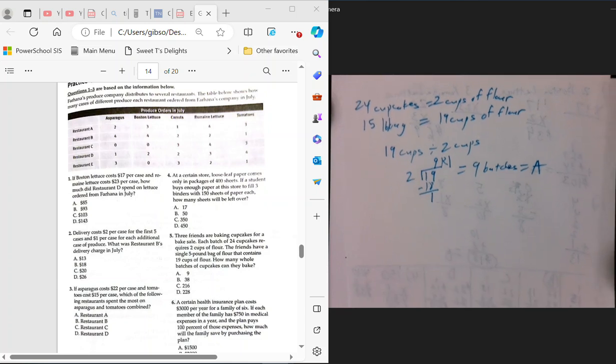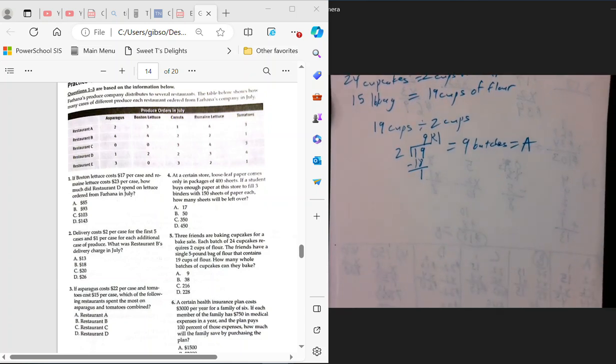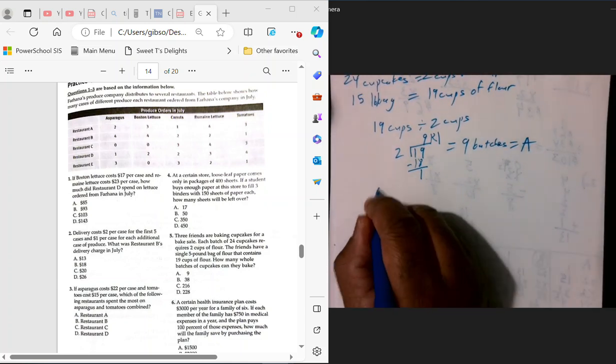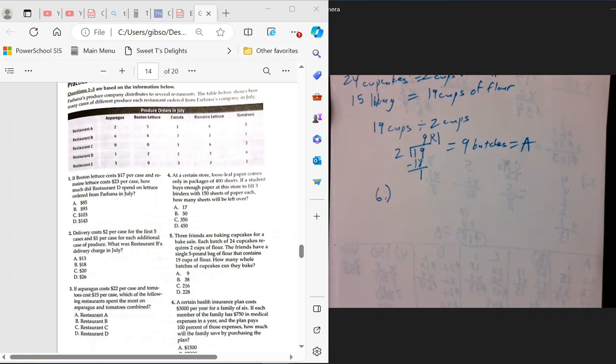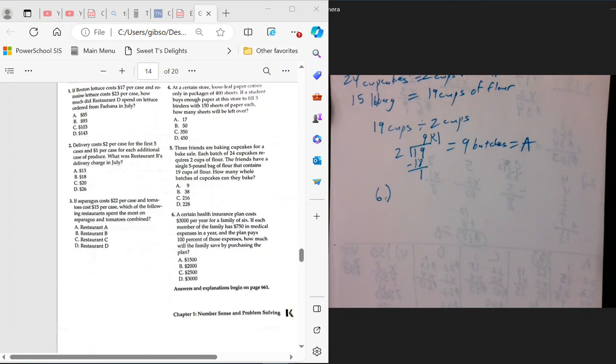Okay, now, next thing, go on to problem 6, which will be the last problem of this lesson. It says, a certain health insurance plan costs $3,000 per year for a family of 6. Each member of the family has $750 in medical expenses in a year, and the plan pays 100% of those expenses. How much would the family save by purchasing the plan?